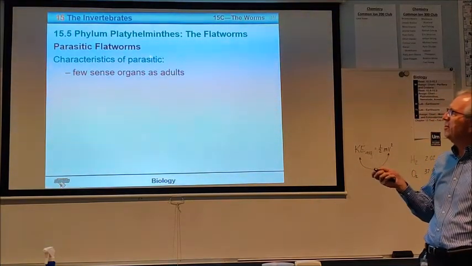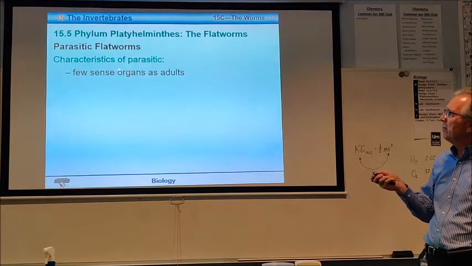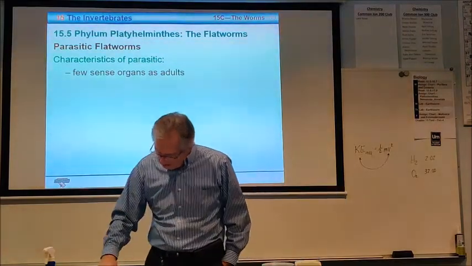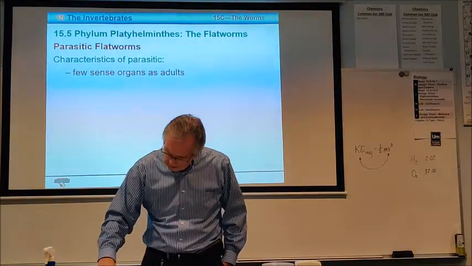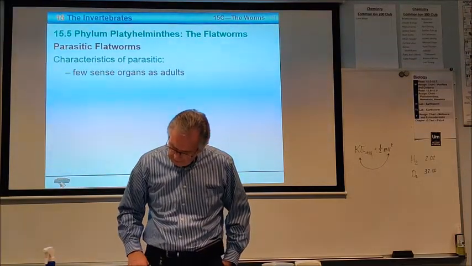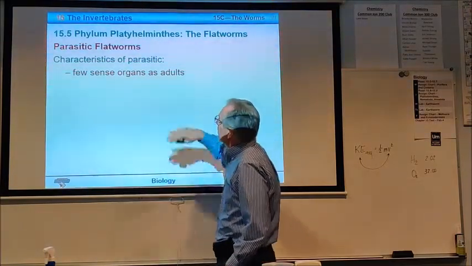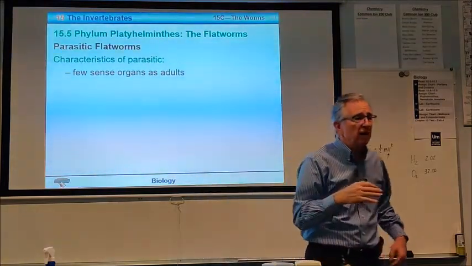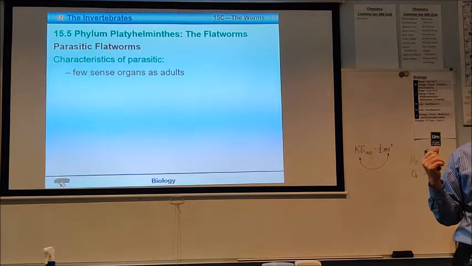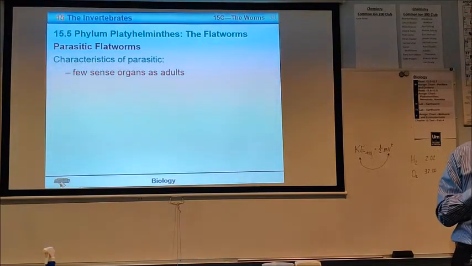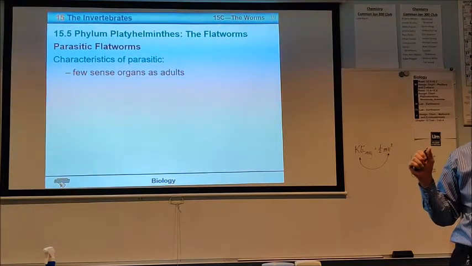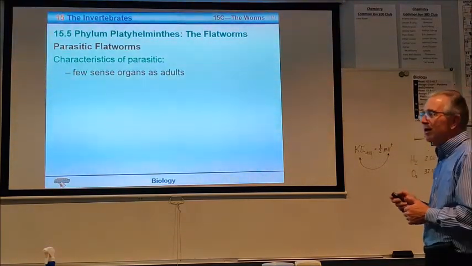So let's talk a little bit more about those parasitic, not the planaria, but tapeworm. These, because they're parasitic, they have few sense organs as adults. So you can put in the nervous system, you can put down for these that the parasitic flatworms have few sense organs. They don't have any need to. They're living inside of another animal. Their environment's perfect. There's nothing to sense. So they won't have many sense organs.